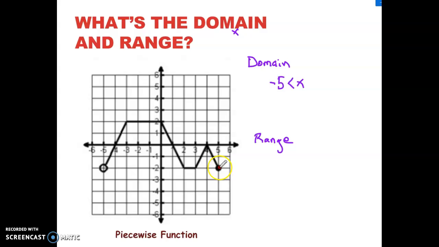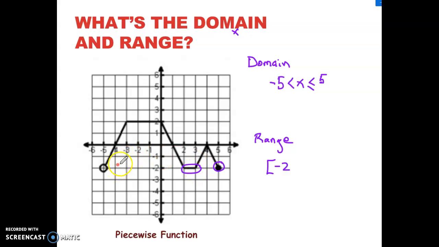So it looks like our farthest right x is 5. So we're going to go all the way to 5. It's got a closed circle there, so that's indicating we want to include the 5. Now when we're playing with the range, looks like the lowest y value that we use to make the graph is -2. So the lowest y value is -2, and I'm going to include it because of this right here and this part right here.